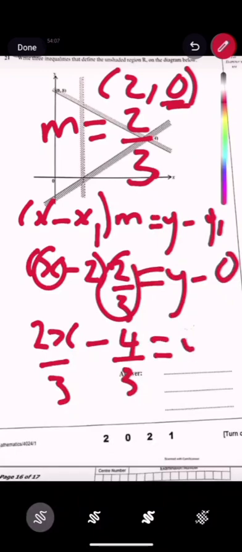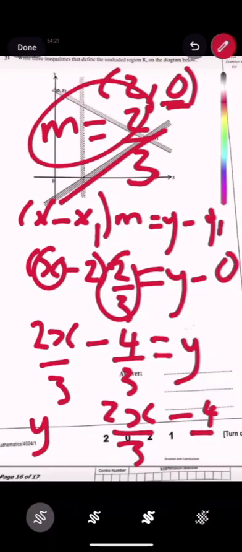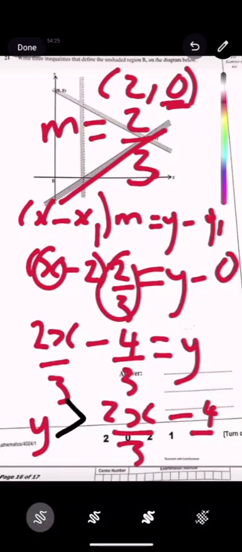Y minus 0 is y, so we can write it as y equals 2x over 3 minus 4 over 3. We need to put a symbol here. So as you can see, this looks like top, right? So it's going to be greater than or equal to. It means you have gotten your 5 marks.